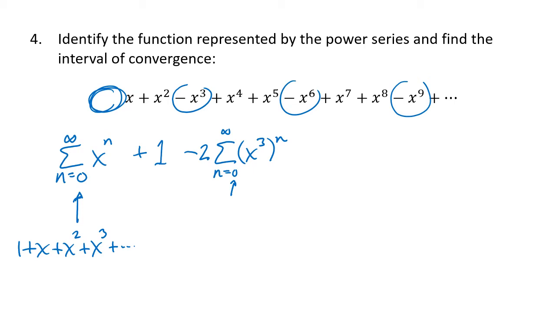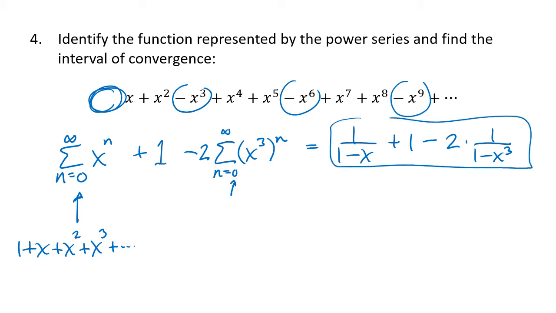Okay, let's put this all together now. So the first sum, that's 1 over 1 minus x. That's our familiar series. Then we've got a plus 1. And then we've got minus 2 times 1 over 1 minus x cubed, because that's what I'm plugging into that series. And again, we could do some algebra to clean this up, but let's just leave it like that for now. Now, what's my interval of convergence?